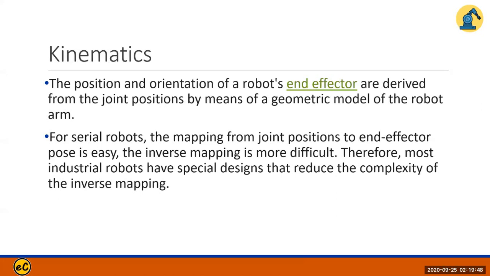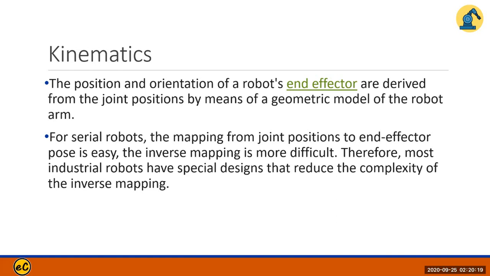Kinematics. The position and orientation of a robot end effector are derived from joint positions by means of a geometric model of the robot arm. So basically, we can use a geometrical model. That's what we are doing right now. We formulate it by angles, by link lengths, by its transformation. For a serial robot, the mapping from joint position to end effector is easy.